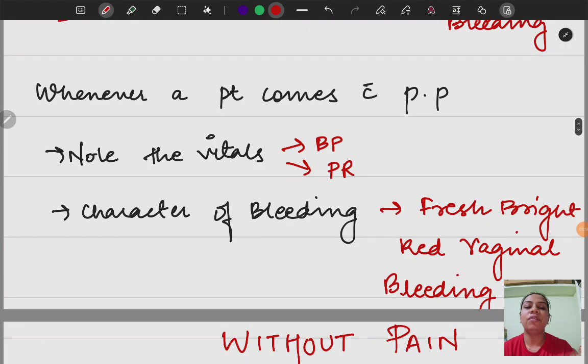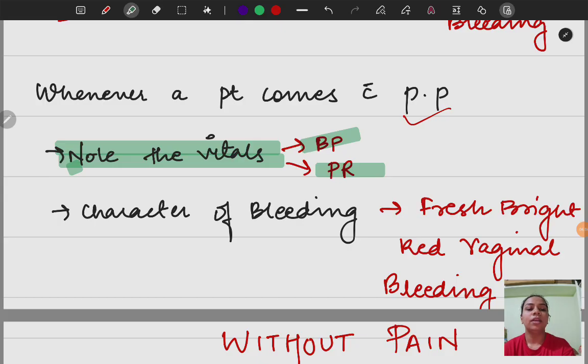So that is why whenever a patient comes with placenta previa, you always have to note the patient's vitals, including what? BP and pulse rate. Okay, so a mother can be in shock. That is why taking vitals is very important.